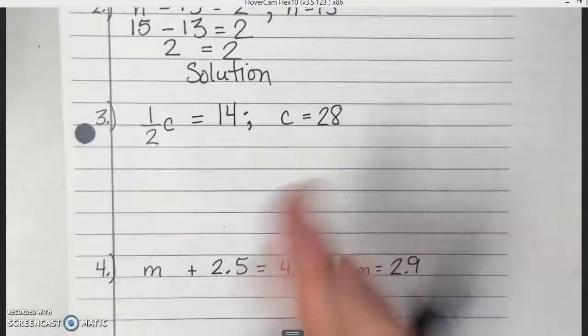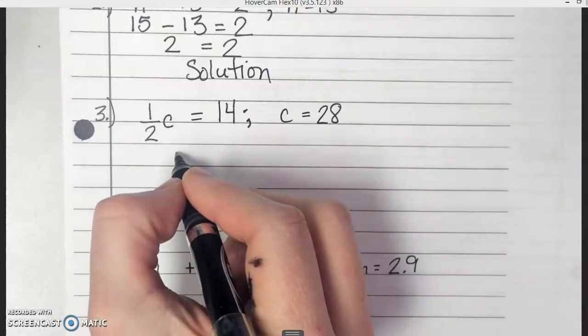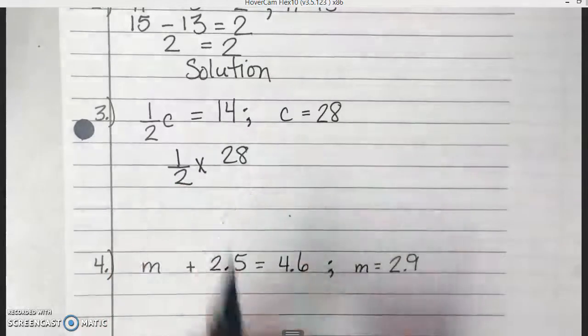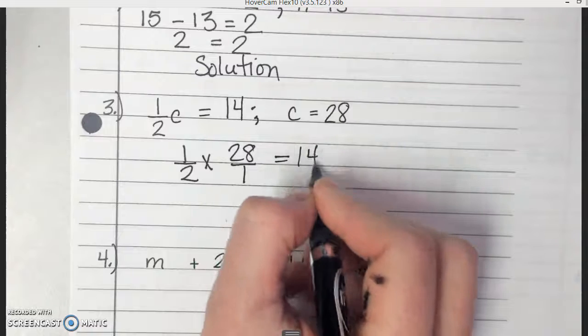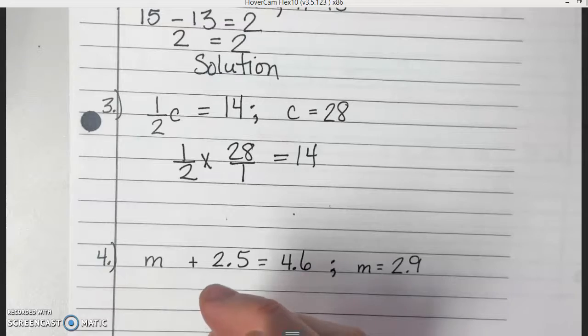What are we going to do on number 3? You have to do 1/2 times 28. So what can we put under the 28? A 1. That way it's in fraction form. And notice how you said we do 1/2 of. The reason you'd say of is because we multiply there. That word of means multiply.